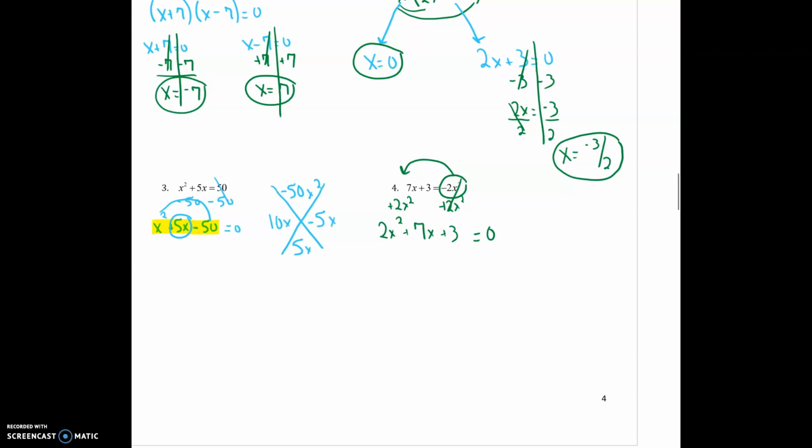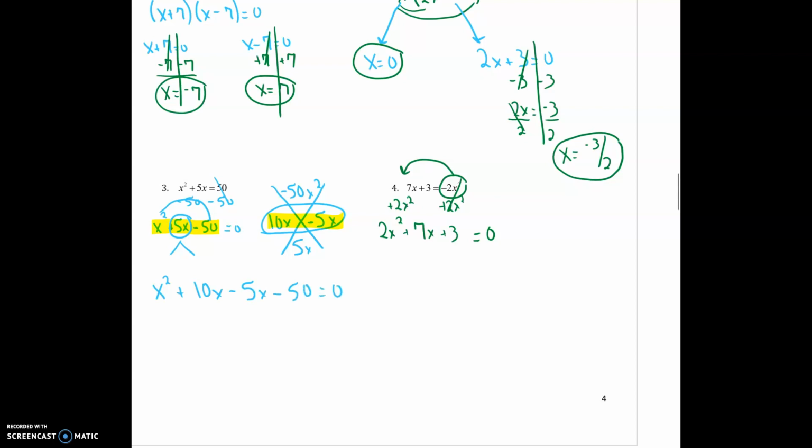And now what we're going to do is we're going to rewrite this. So 5x is going to split up into these 2 terms here. So the circle's replaced by the circled. So I'll start rewriting x squared, and 5x is split up into these 2 terms right here. So plus 10x minus 5x, and then I'll resume with the minus 50 equals 0.